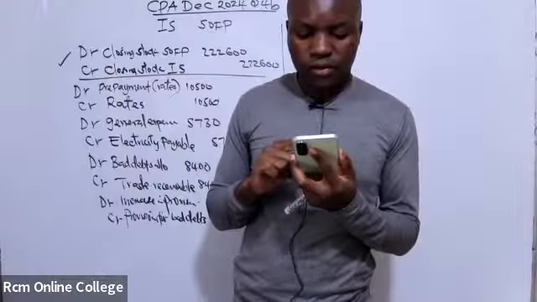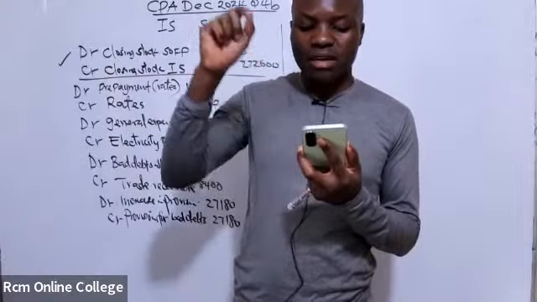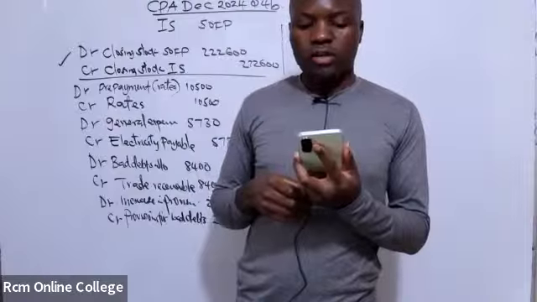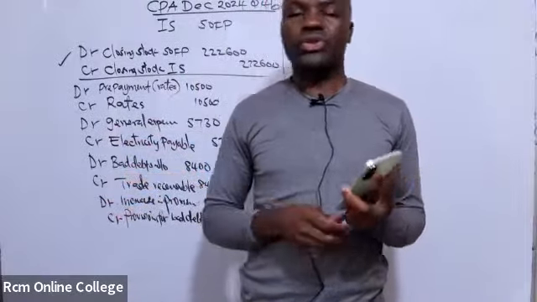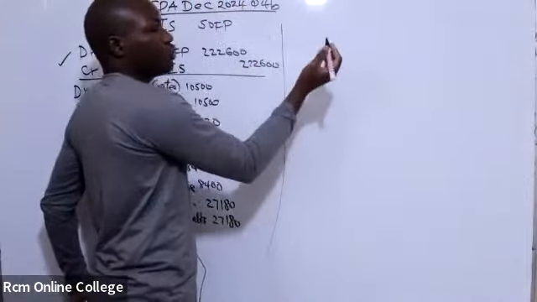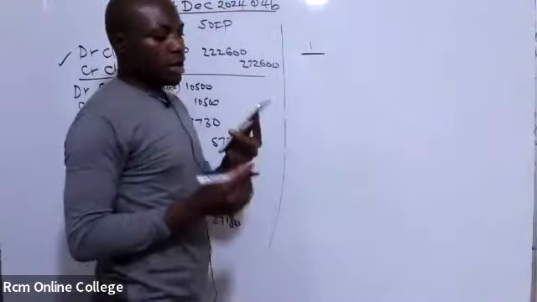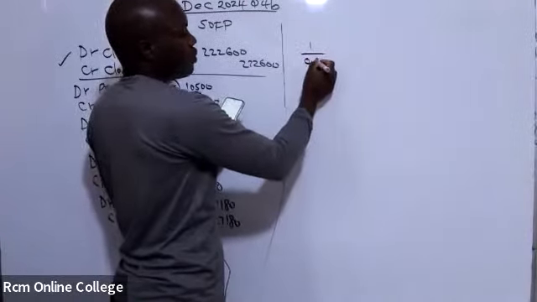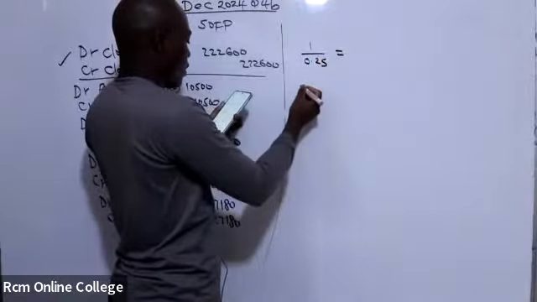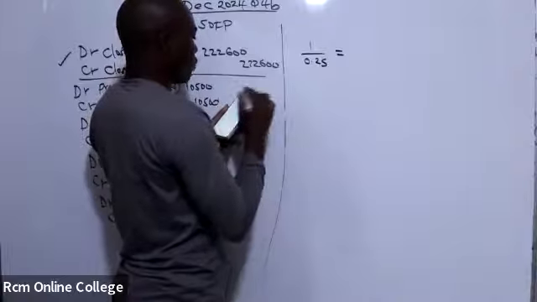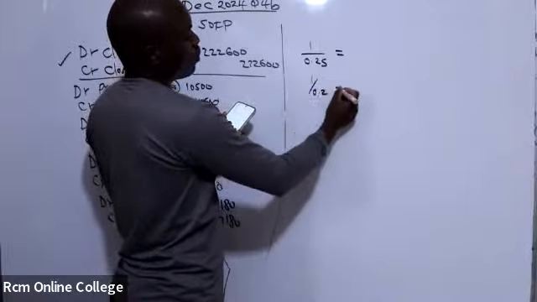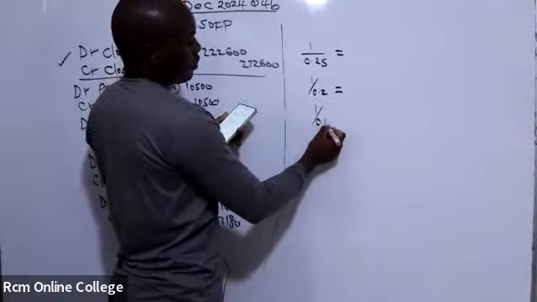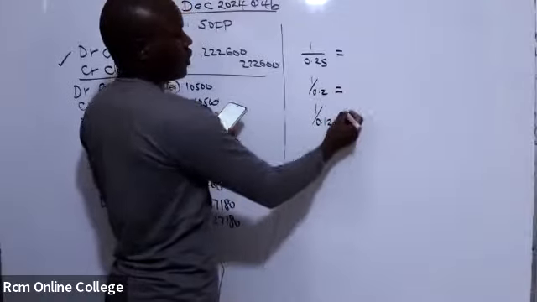Depreciation is provided at the following annual rates using the straight line method. Plant and machinery. For you to know the number of years this plant will be used, it is very simple. Just go to your calculator, take 1 over 25% for plant, which is 1 over 0.25. You know the years. Motor vehicles, 20%, so 1 over 0.2. Furniture, 12.5%, so 1 over 0.125.